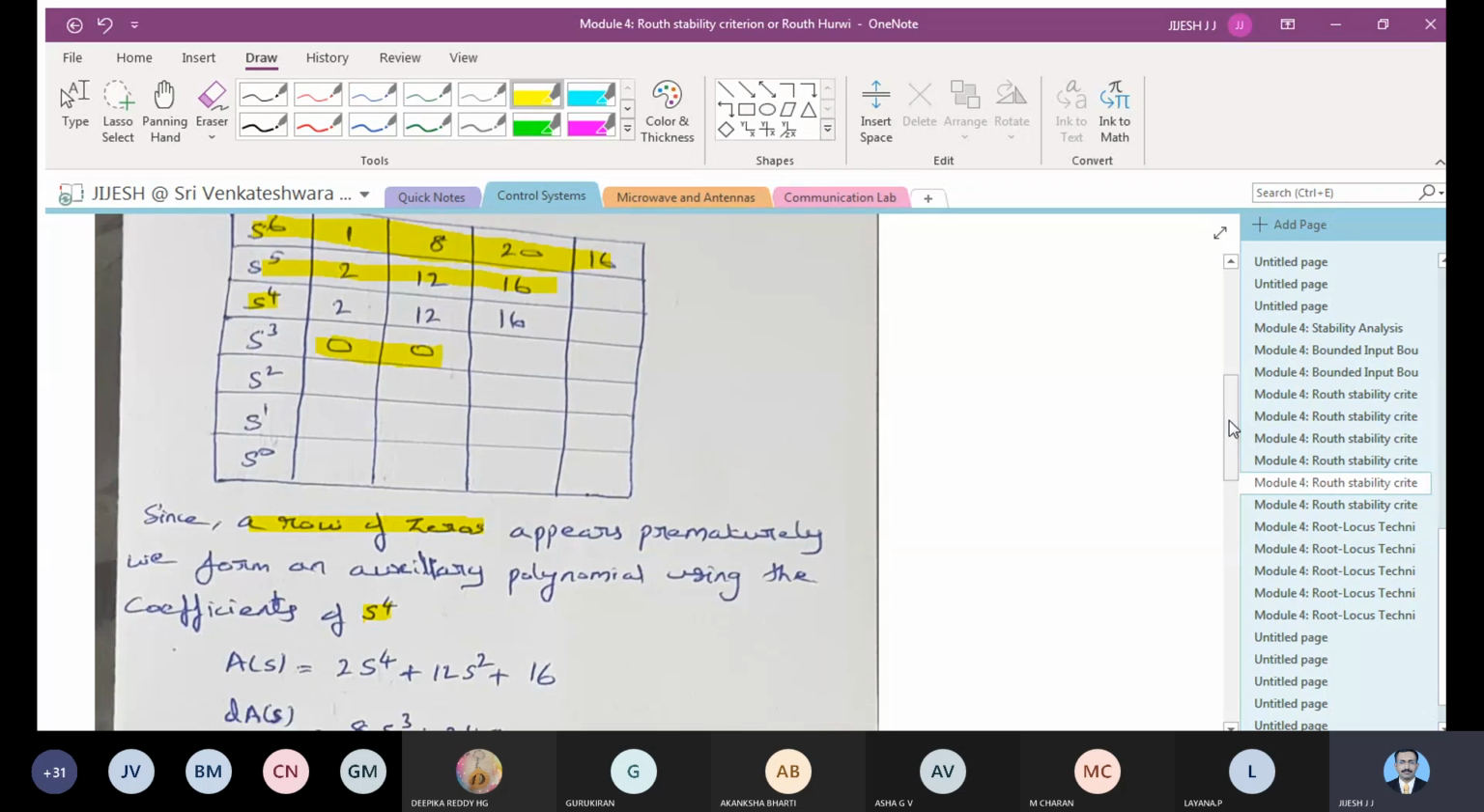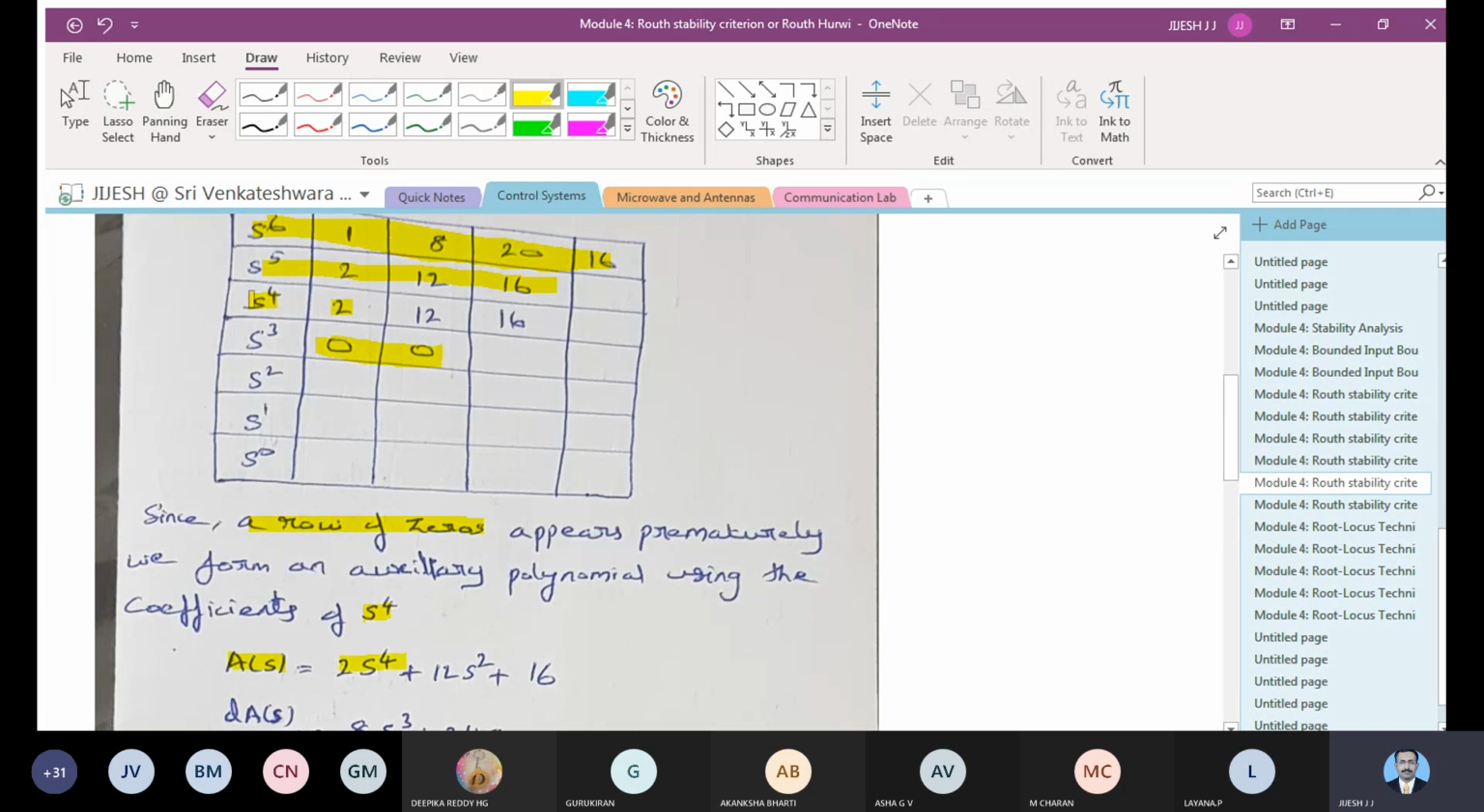It's very easy. Just before this 0, 0, we got 2, 12 and 16. These coefficients are very important. It is at s raised to the power of 4. So we got 2, 12 and 16. What you have to write is, you are defining that entire equation. A(s) is equal to, this is the coefficient 2, so 2s to the power of 4. Start with 2s to the power of 4.